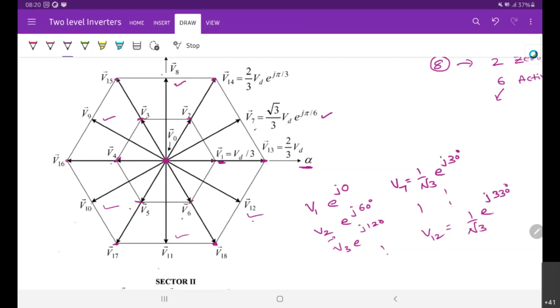So now the space vector diagram is ready. We place the zero vectors, small vectors, medium vectors, and the large vectors. Okay, it's clear.